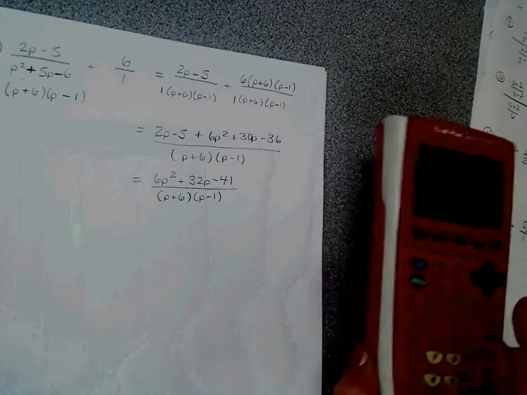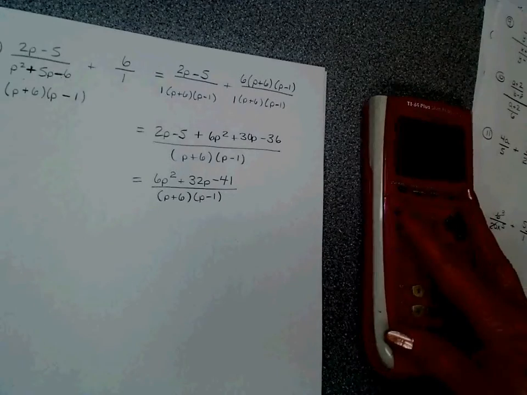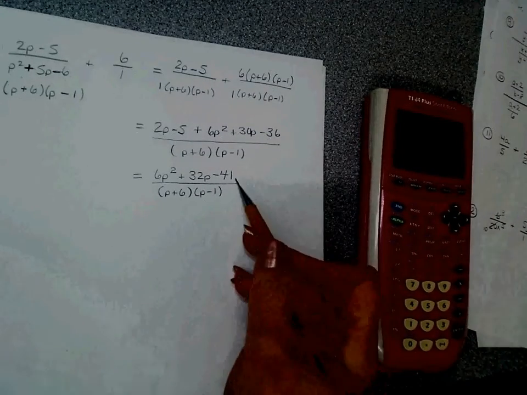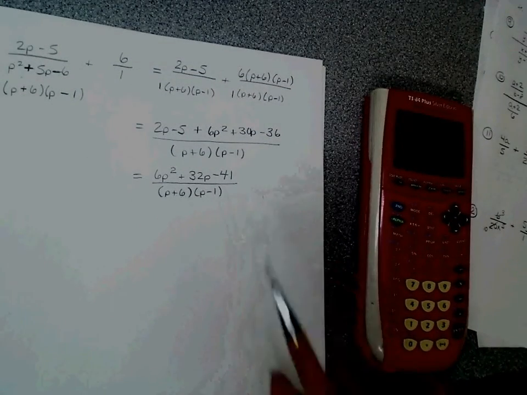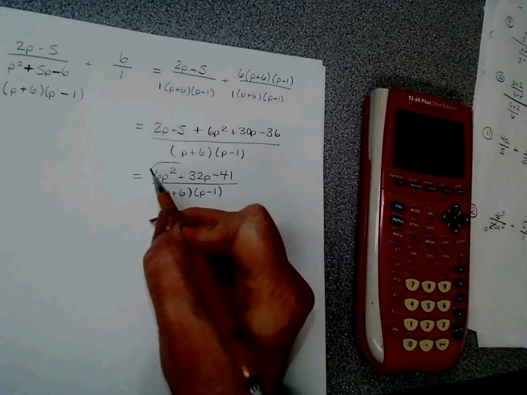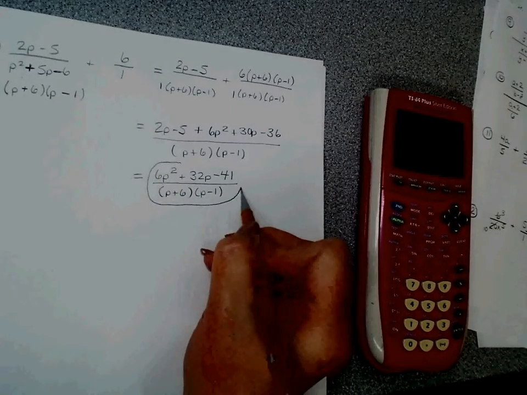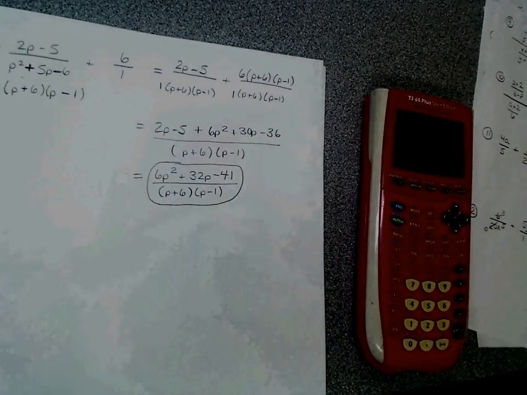So that tells me that this is not factorable, so nothing else would cancel. If it would factor, I'd go ahead and factor it and see if anything else would cancel. But there's my final answer. Okay?